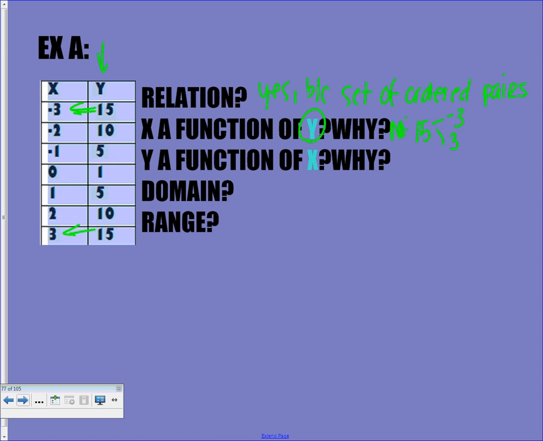However, if we take a look at the next question, which said, is y a function of x, then I'm going to look over here at my x's first. I've got -3, -2, -1, 0, 1, 2, 3. None of those repeat, which means I don't have any problems. So this is a yes, and we're going to say because each input had exactly one output.